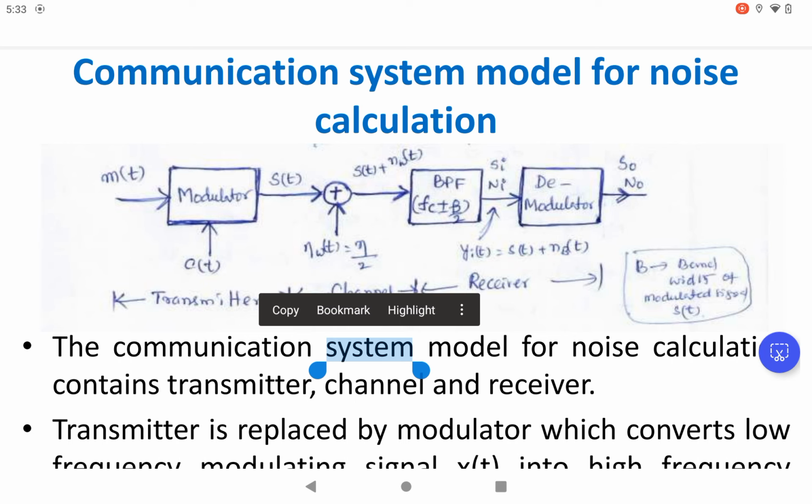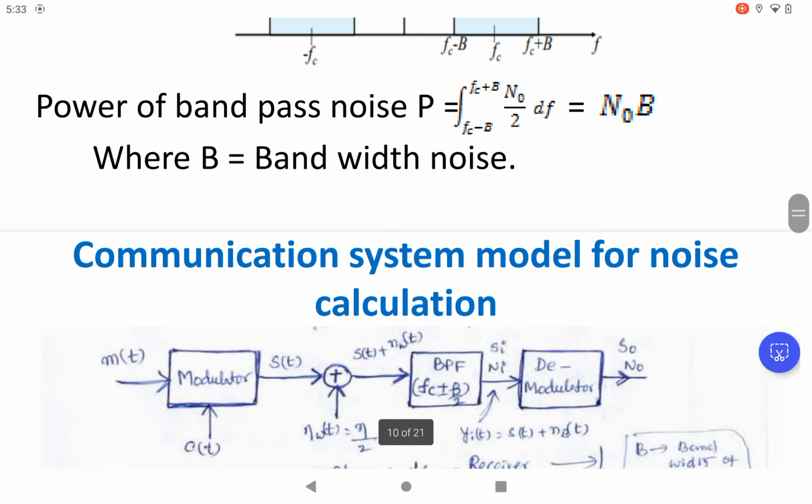The band pass filter filters the noise and passes only part of the noise to the output. So we have to calculate the passed noise at the output of the demodulator. The band pass filter output is given as y of t equal to s of t plus n b of t, that is the band pass noise. Previously we represented it as white noise n w of t. Now this is given to the demodulator block, and finally we get the n0 output noise. So this is a general system that we use to calculate noise of a communication system.